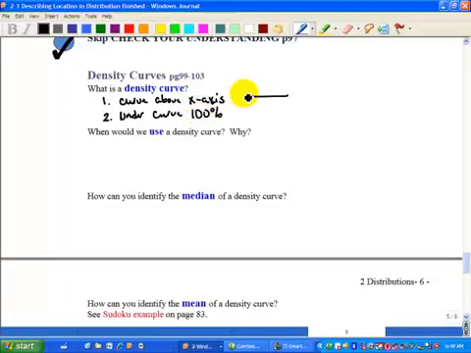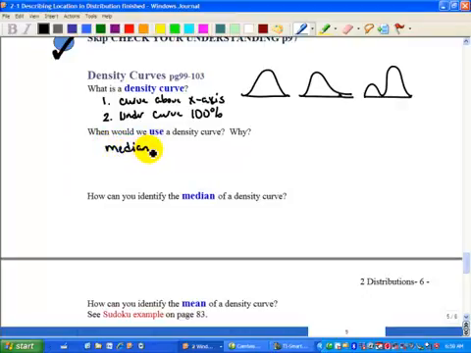So you could have, let me give you some examples. A curve like this, all of it above the x-axis. A curve like this, all of it above the x-axis. A curve like this, all of it above the x-axis. Symmetric, skewed right, bimodal. When would you use a density curve? If you're trying to find the median versus the mean, because then you can see how this number compares to this number, and it changes depending on what the curve looks like.